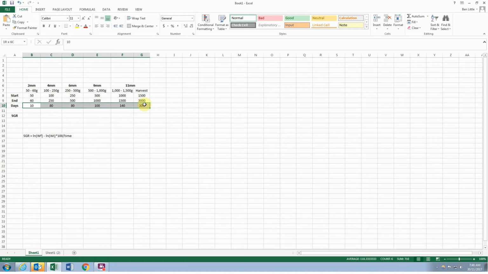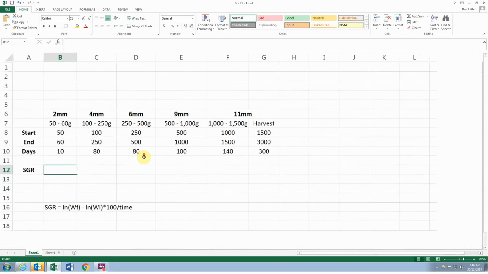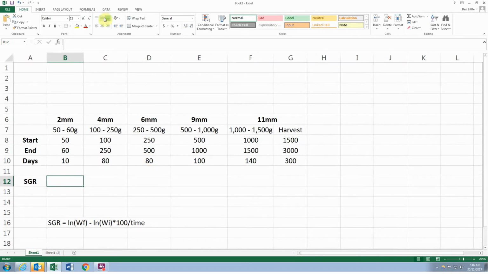And then we've got a time frame down here, so between 50 and 60 grams we had 10 days elapse. Between 120 to 250 grams we had 80 days elapse. So I might just zoom in on this so that we can see it a little bit better.